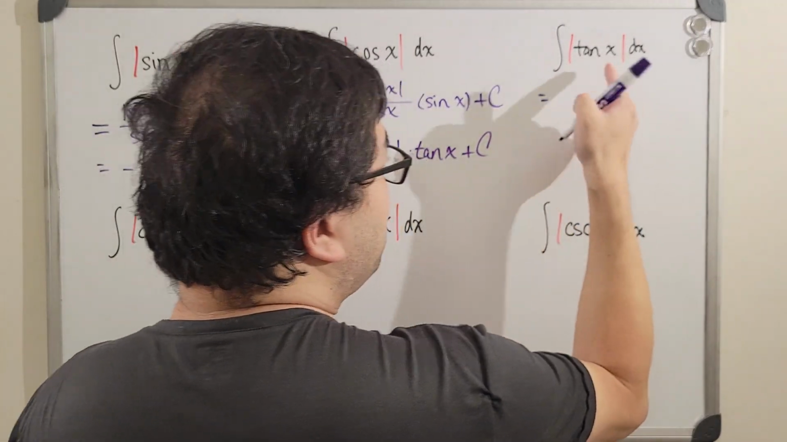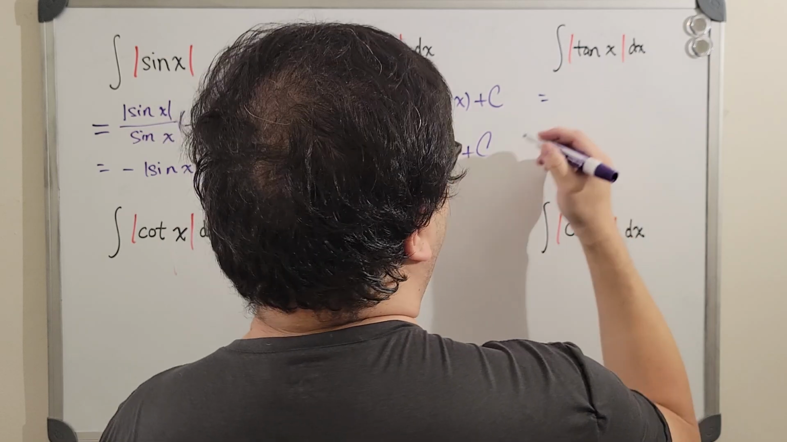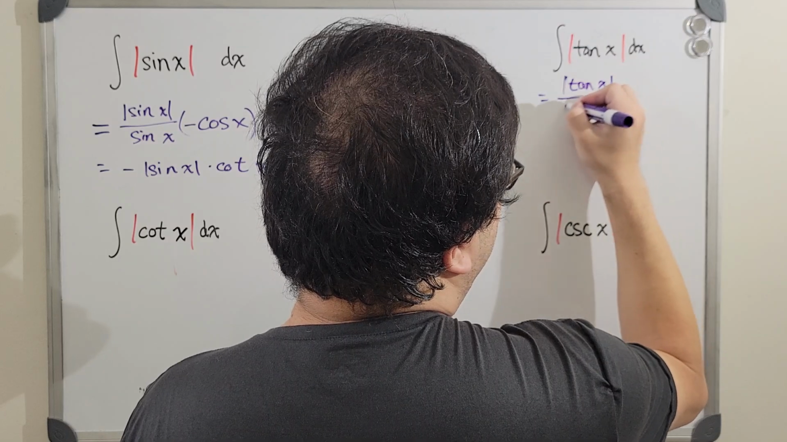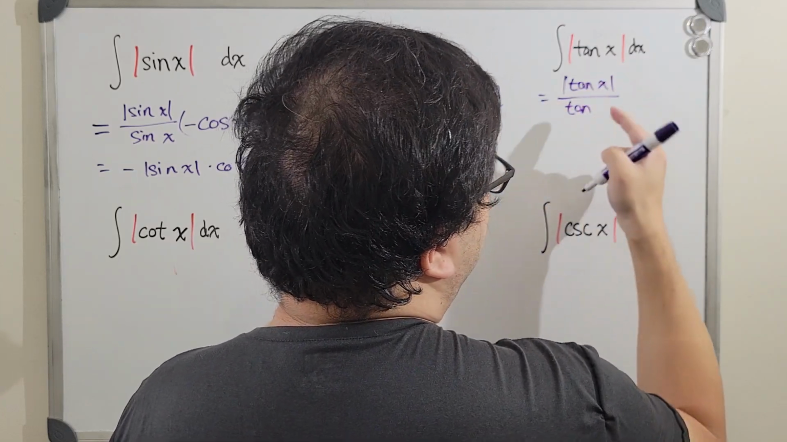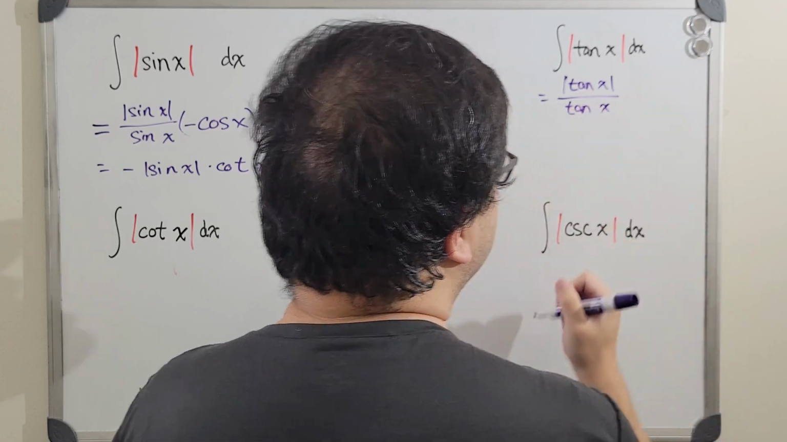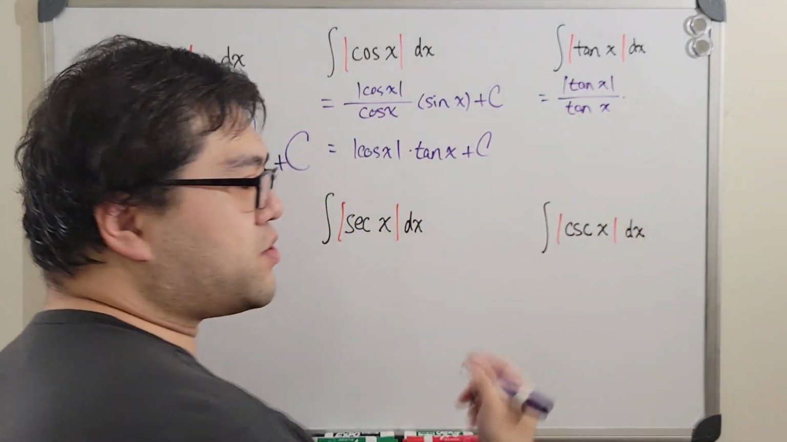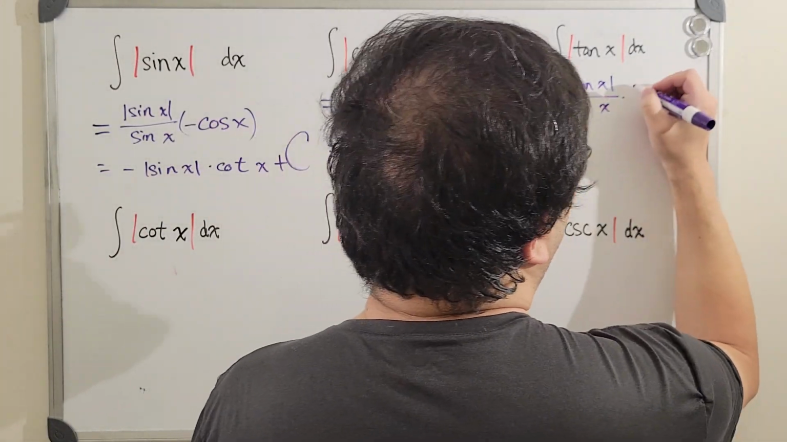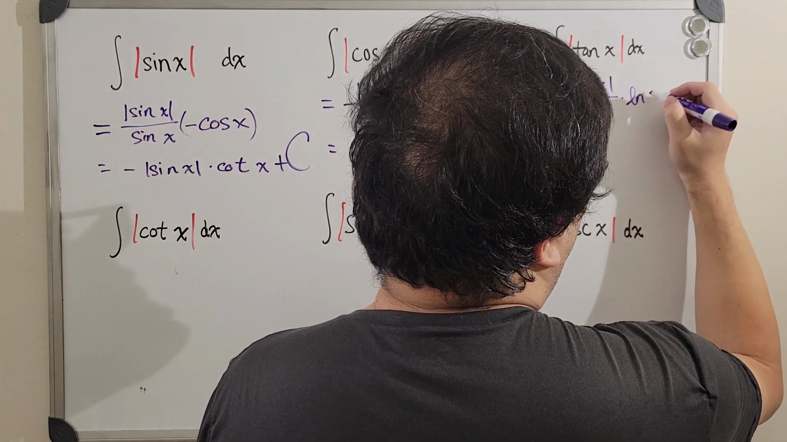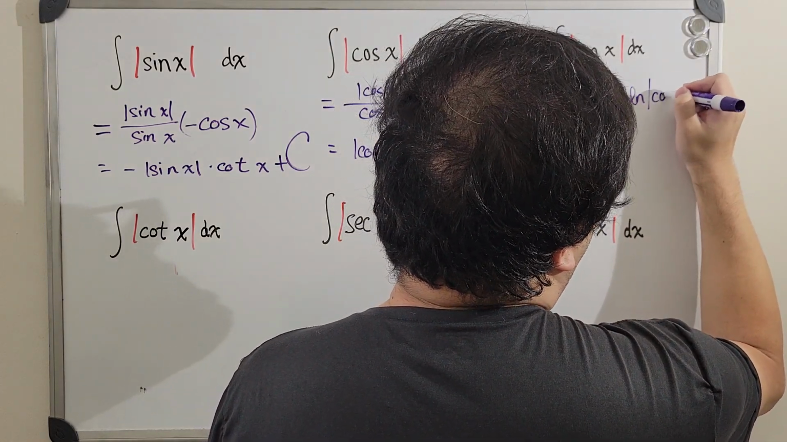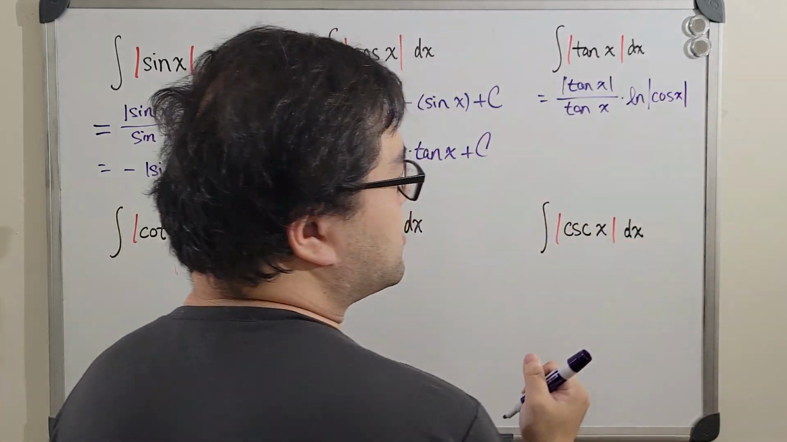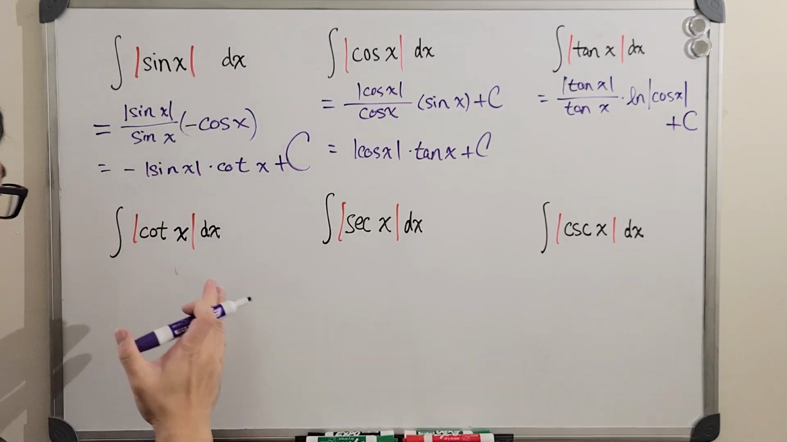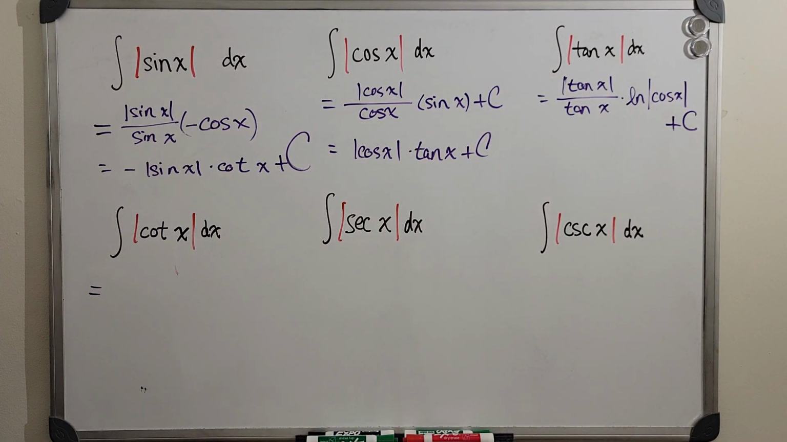Now, for this absolute value of tangent, of course, first we'll get the sign of the tangent function, or absolute value of tangent of x over tangent of x, times, now what is the antiderivative of tangent? Again, if you have watched my video, you already know that it will be natural log of the absolute value of cosine of x. Okay, and then don't forget we have a plus c. There we go. Now we are going to move on to cotangents.